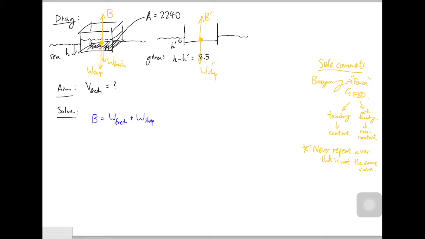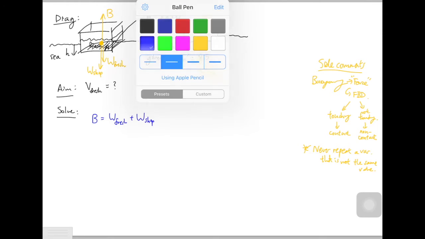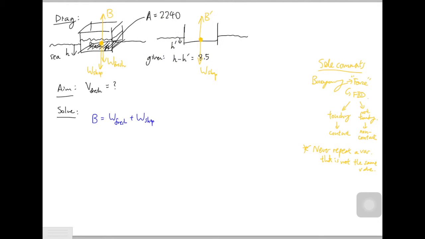The question is, do I need to put a prime for the weight of the ship as well? Now the weight of the ship doesn't change, so these two W ships are actually the same identical number, so we do not need an extra prime to differentiate the two variables. So let me remove that. And as you can see, you can guess what this diagram translates to in terms of equation. It's basically B prime equals W ship. Okay, all right, so this is the first step of solving anything to do with forces in the solve procedure.